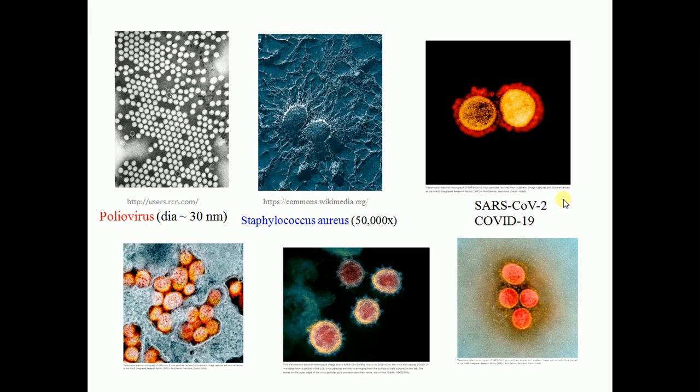These are the transmission electron micrographs taken for biological samples. Particularly, these are TEMs of poliovirus, and these are TEMs of S. aureus, one of the bacteria. This is COVID-19, the SARS virus. These are the photographs. Somebody will ask, how did the color come?